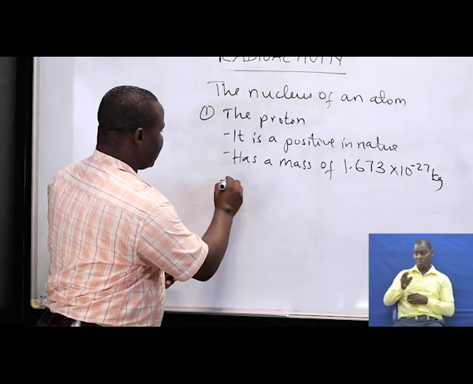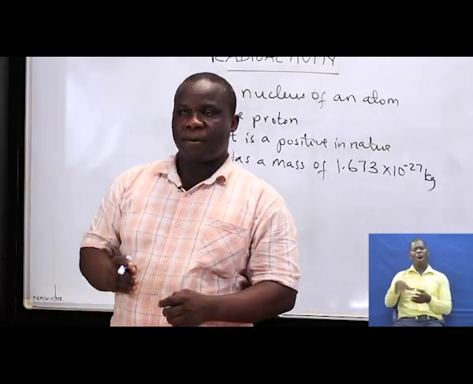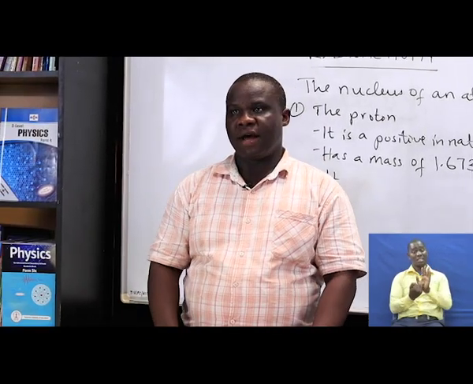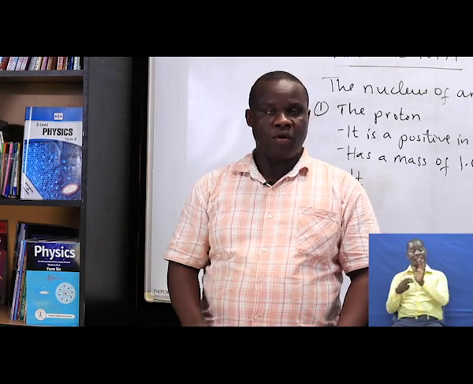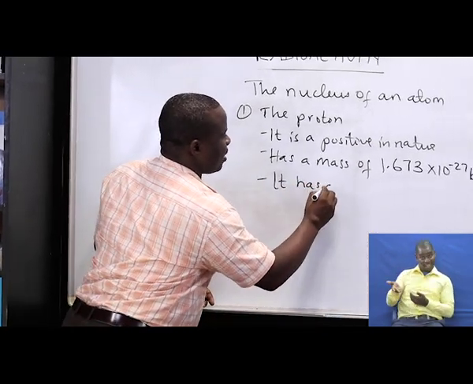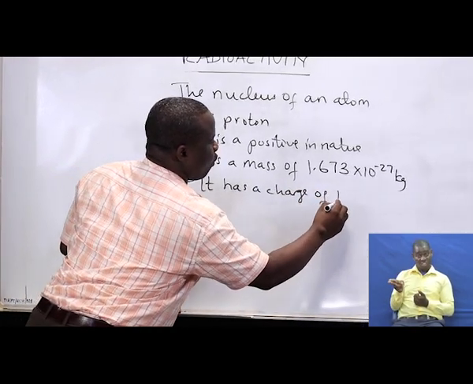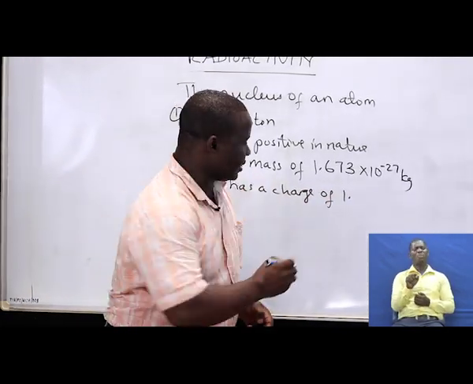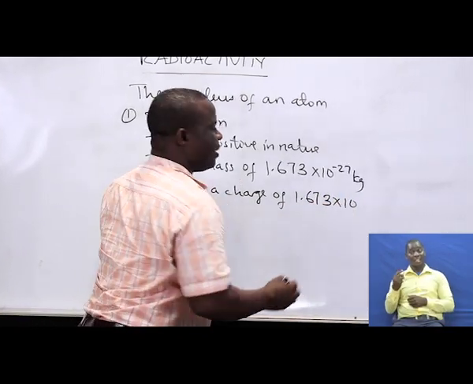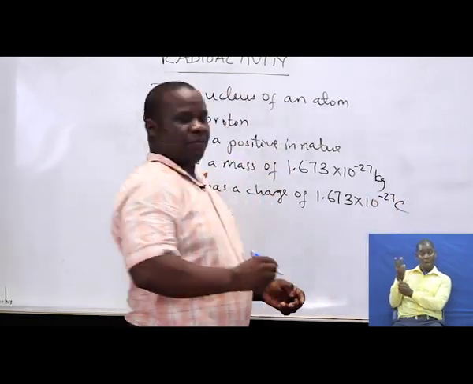So it has a charge. The magnitude of the charge is almost positive 1.673 times 10 power negative 27 coulomb. So it has a charge of 1.673 times 10 power negative 27 coulomb.